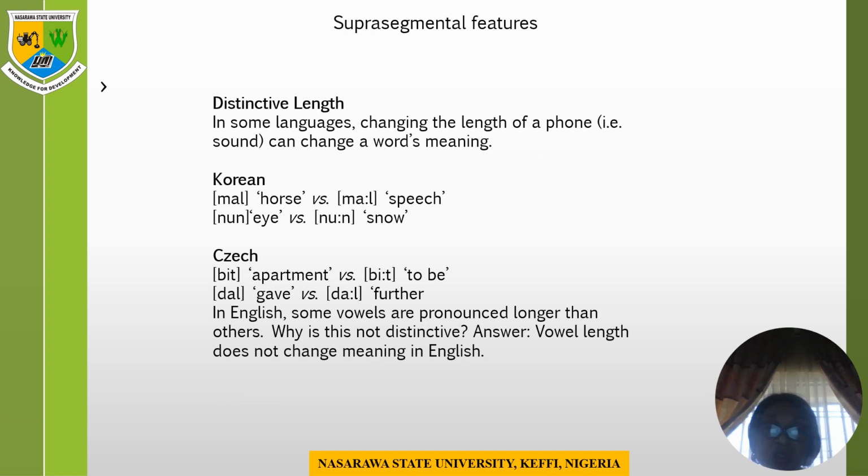Distinctive length. In some languages, changing the length of a phone, that is sound, can change a word's meaning. We have in Korean, mal meaning horse versus mal meaning speech. Noon meaning eyes versus noon meaning snow. In Czech, we have bit, meaning apartment, versus být, meaning to be. Dal, gave, versus dál, meaning further. In English, some vowels are pronounced longer than others. Why is this not distinctive? Answer: vowel length does not change meaning in English.